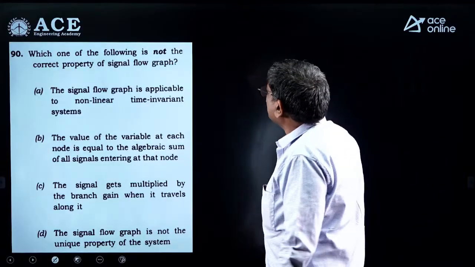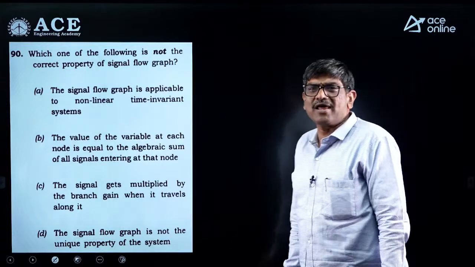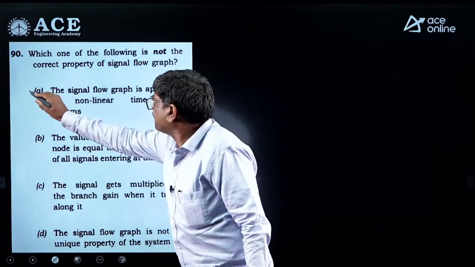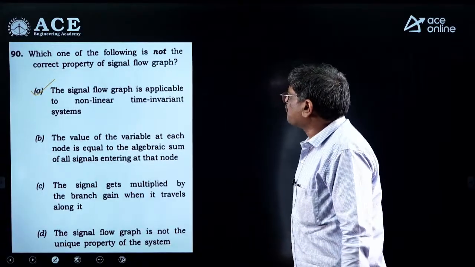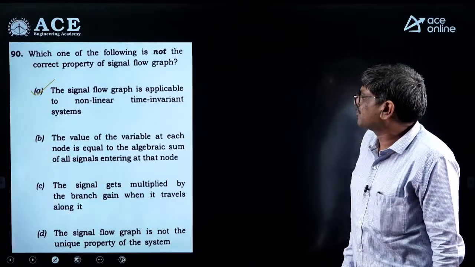Next, which one of the following is not the correct property of signal flow graph? Signal flow graph valid for only linear. The first statement itself is wrong. Signal flow graph is applicable to non-linear time invariant system, it is wrong. So answer is A.